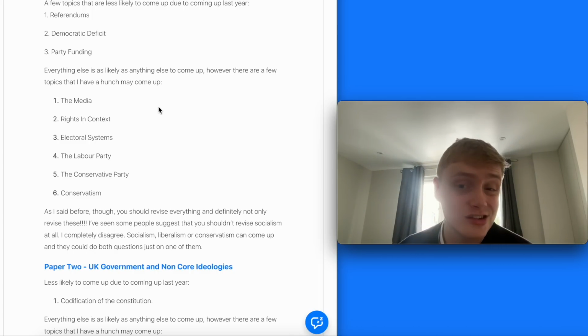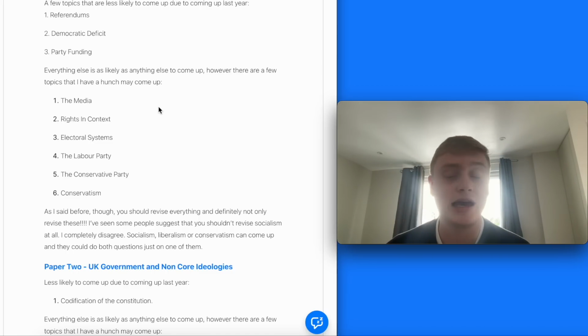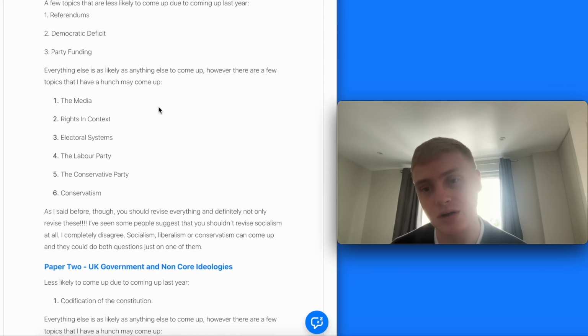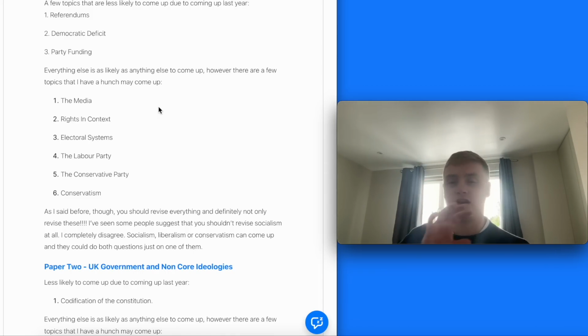You get one on factions in the party. So "evaluate the view that Labour Party is more divided than the Conservative Party is." I think that one's a bit less likely, but could definitely come up. There's obviously lots of other types of configurations of the questions that could come up.